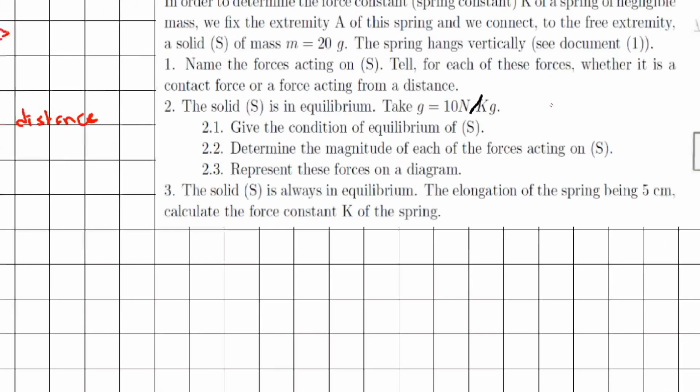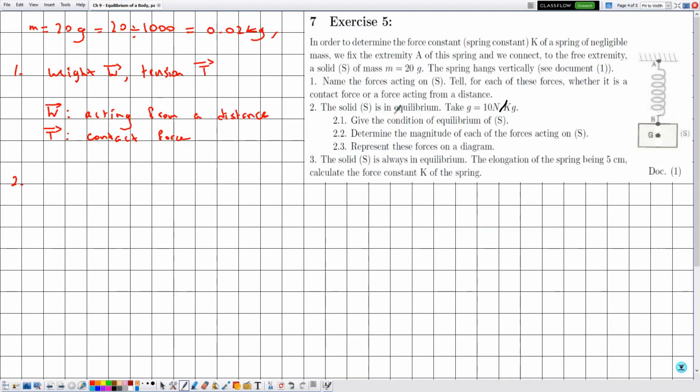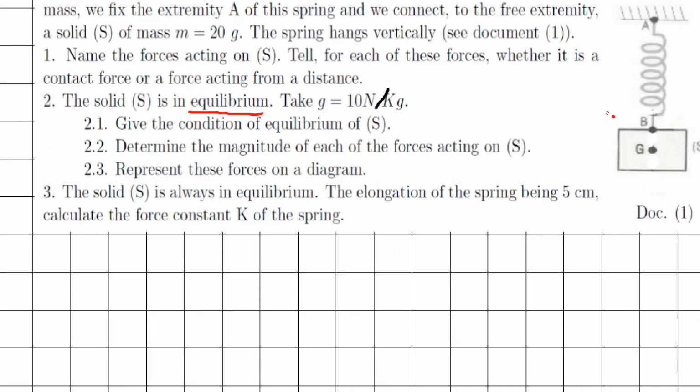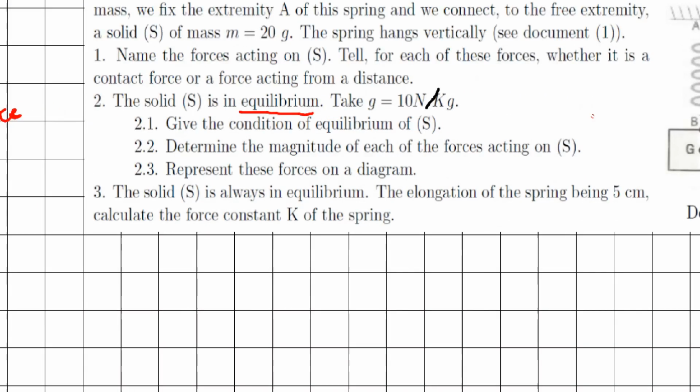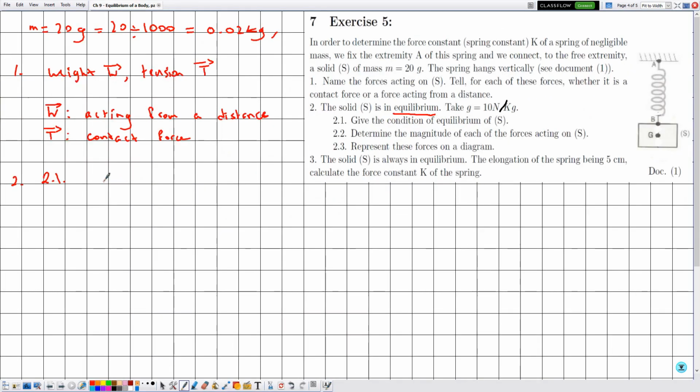Now in number 2 they are telling us the solid S is in equilibrium. This is extremely important, which means that at any moment in this exercise we can use the condition of equilibrium. Now in 2.1 they are telling us to give the condition of equilibrium. So as a title we will write at equilibrium. Then on the left hand side of this equation we'll write the different forces acting on the solid S, and they are given by the weight and the tension. And on the right hand side of this equation we'll write the zero vector corresponding to the condition of equilibrium.